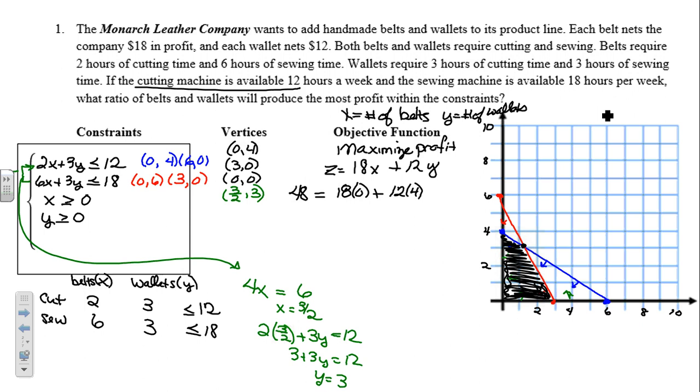All right. So 0, 4 gave us a $48 profit, and 3, 0 is going to give us how much? $54 profit. And 0, 0 is going to give us $0 profit, so it makes no sense not to make any belts and wallets. And then finally, let's try 18 times 3 halves plus 12 times 3.